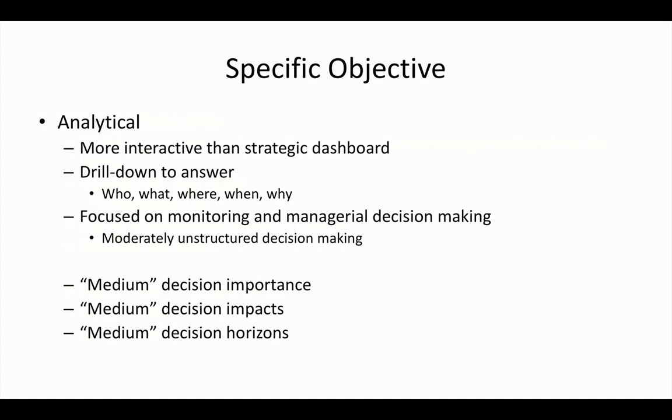Still, relatively unstructured decision making, not highly unstructured decision making. There's still going to be a whole lot of, oh, X and Y happened, so therefore I need to do either A or B, depending upon some other information that's not on the dashboard. Again, medium decision importance, impacts, and horizons. This is month to month kinds of things, quarter to quarter kinds of decisions that might be made by the use of an analytical dashboard.